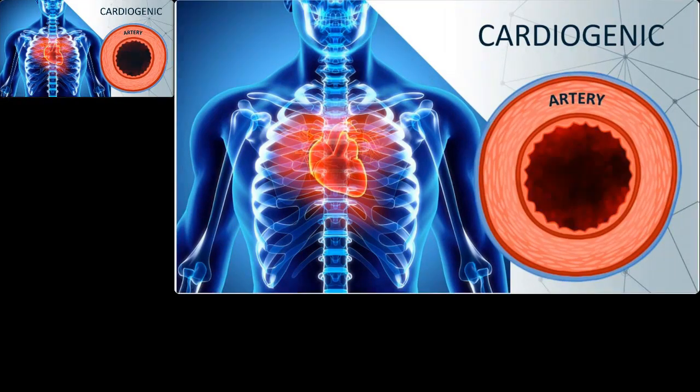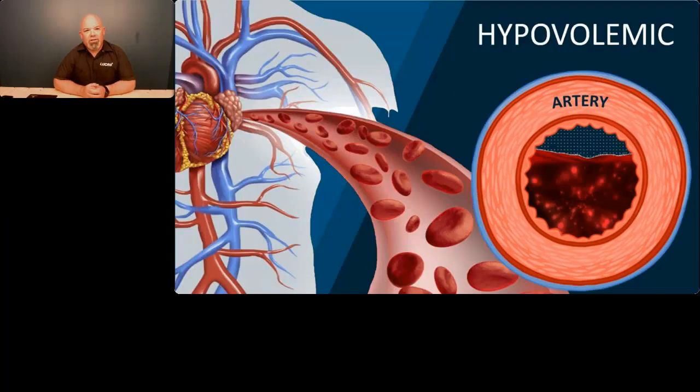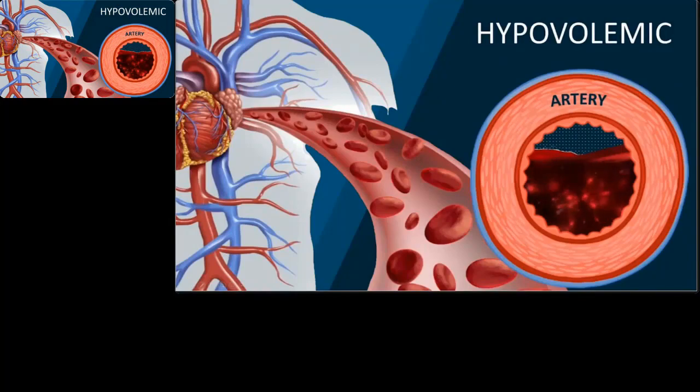So let's move on to the next one here. We've got hypovolemic shock, with hypo meaning too low, and volume meaning that you have too low a volume. So hypovolemic shock is simply that: too low a blood volume. And this can happen in several different ways. You could have a laceration and be bleeding profusely, basically draining your arteries and your veins and capillaries and everything of blood.